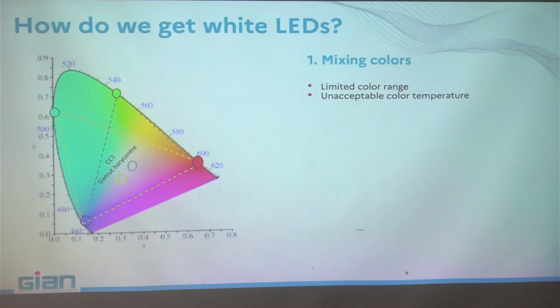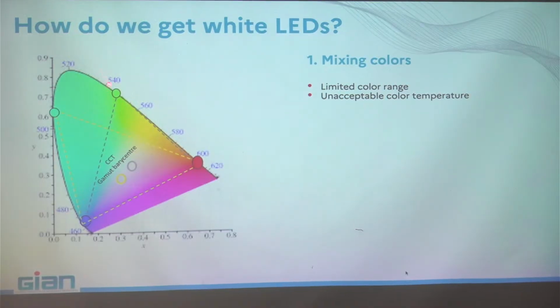First thing, if you use only these three colors, you can reproduce only the colors that are inside the triangle that we call the gamut. All colors outside of the triangle are impossible to reproduce correctly.